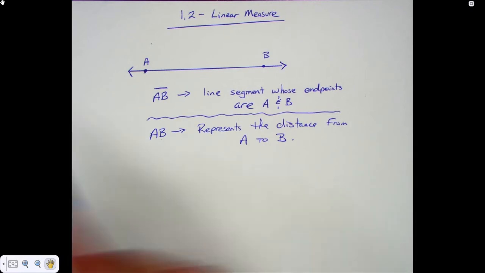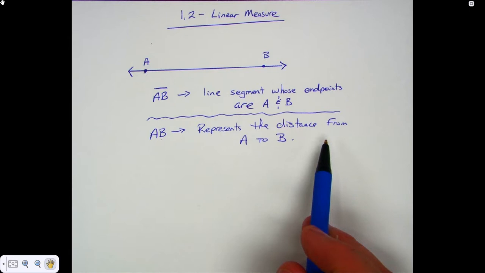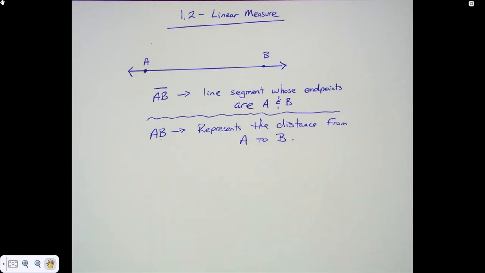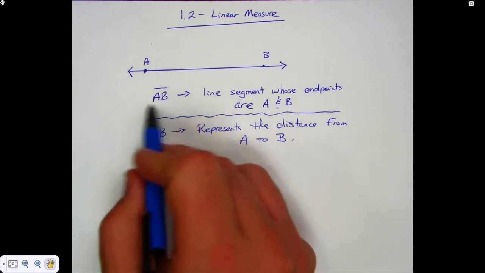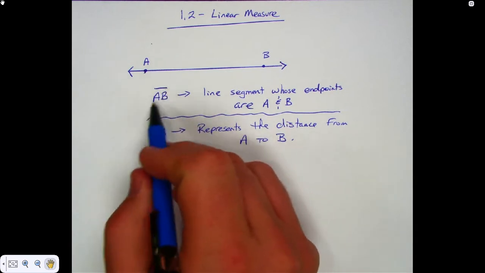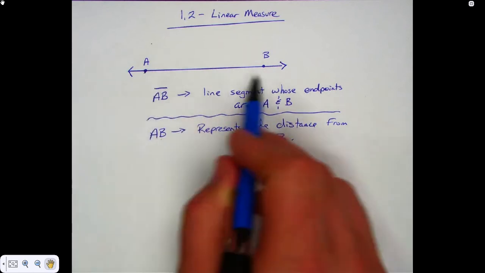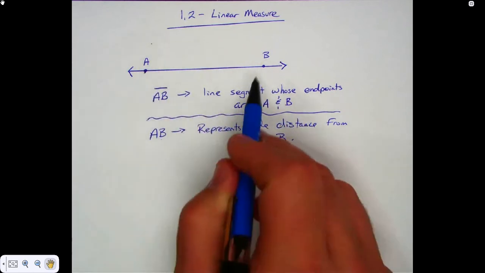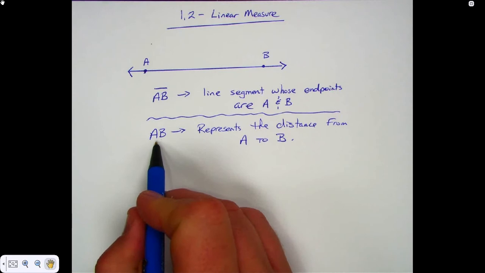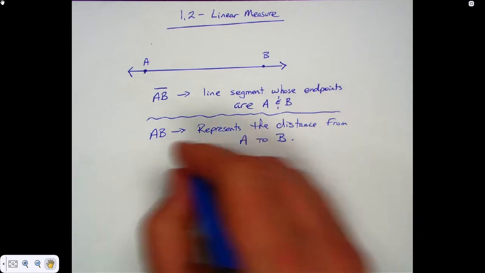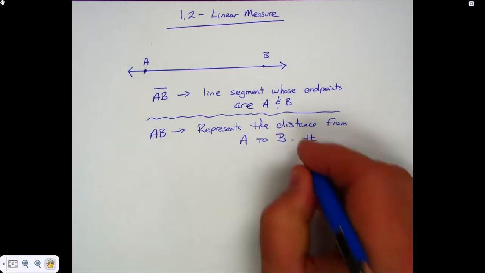Now, to put it in even more perspective, what am I representing here with this picture right here? Think about that for a little bit. What is that representing? It represents the distance from A to B. Yes, but what is that represented by? A and B. What is that? Isn't this just a number? It represents the distance from A to B.